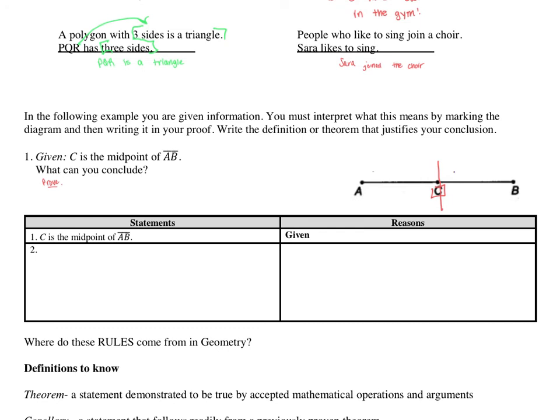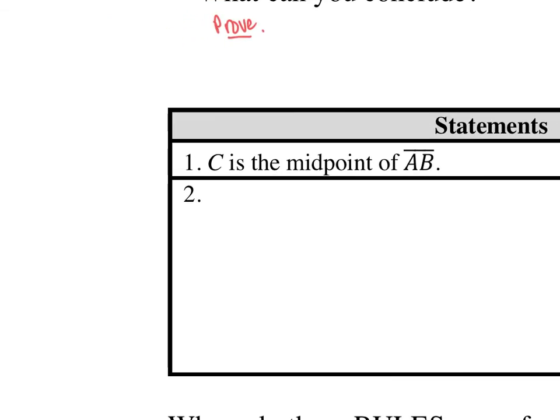We have tables that we're going to put together, or charts, or T-charts, that are going to say statements and reasons. Every statement you write needs to have a reason. You need to tell me why you're saying what you're saying, and you need to make it a real reason. So right now, I have C as the midpoint of AB. Well, I know that a midpoint creates two congruent segments, so I can say that AC is congruent to CB. So I'm going to put that as a statement.